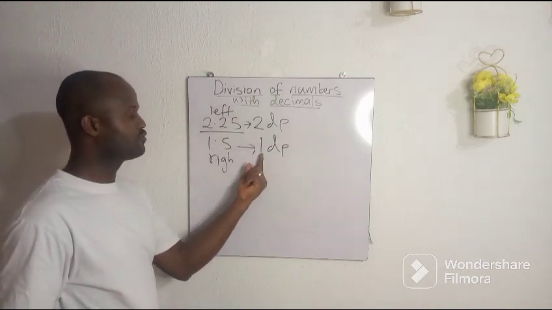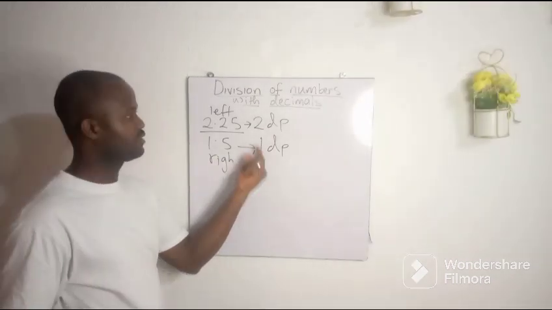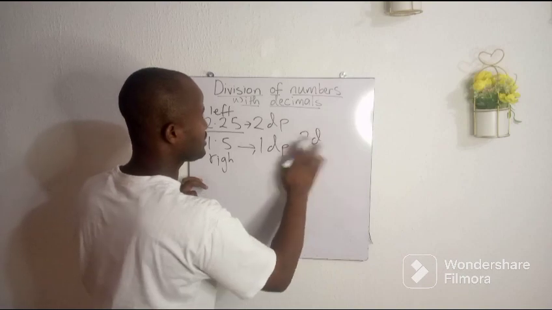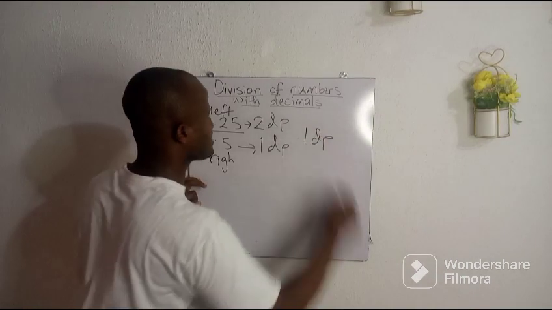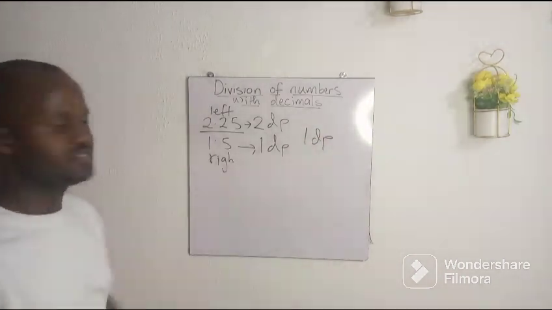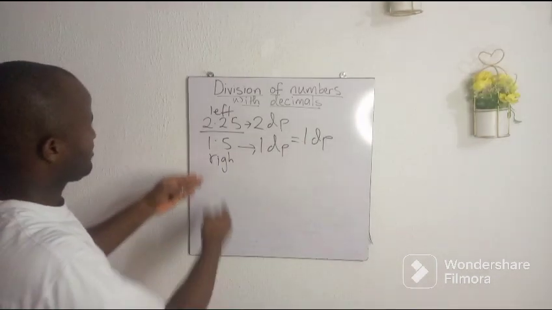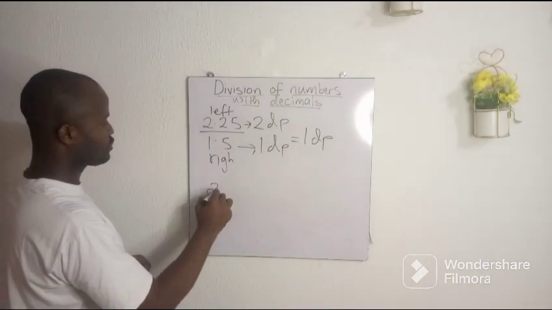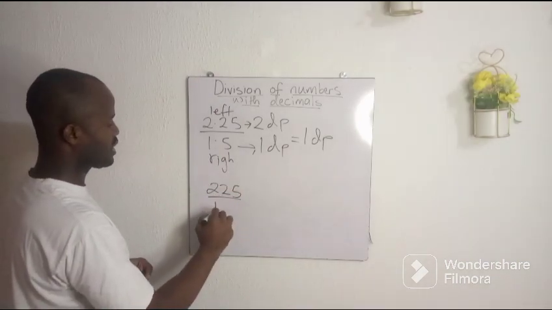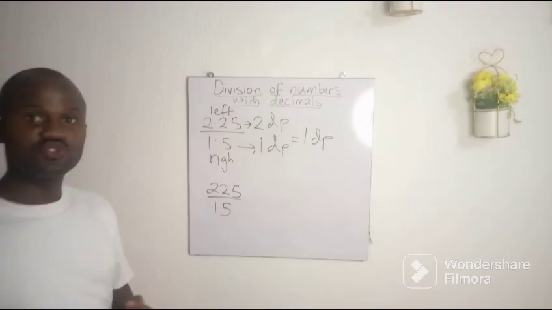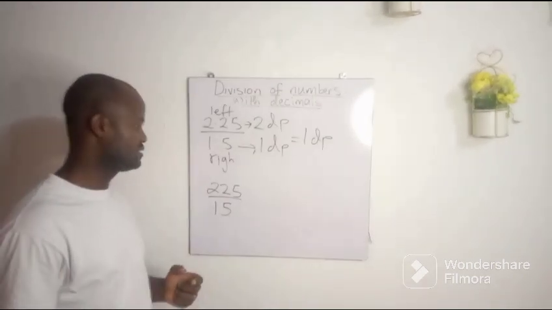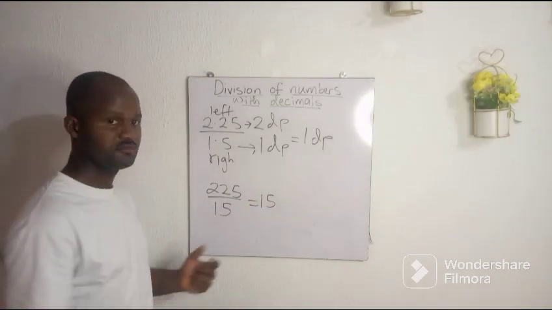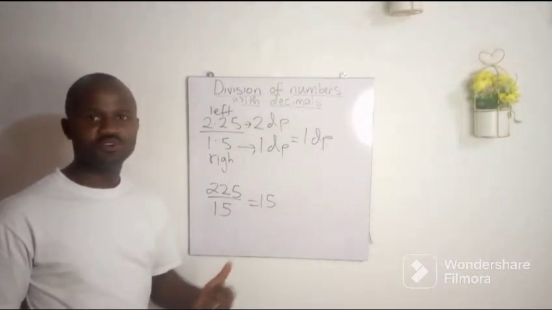So I'm going to remove the smaller one from the bigger one. That's 2 minus 1, which gives me 1 decimal place. Good. I save this. Now, I'm going to treat these as if they were just whole numbers. That means 225 divided by 15. And 225 divided by 15 is 15. 15 times 15 gives you 225.